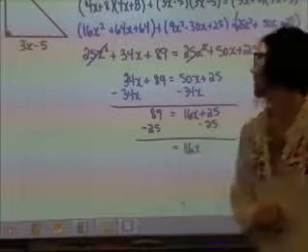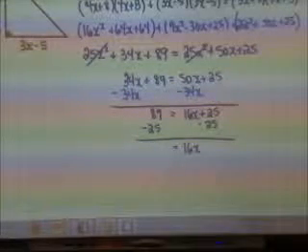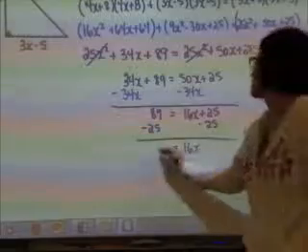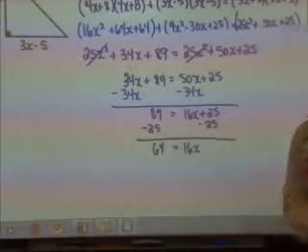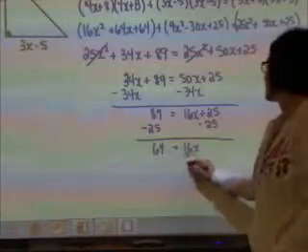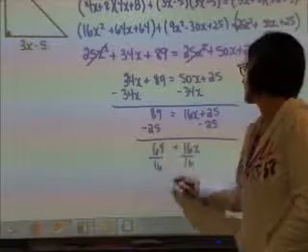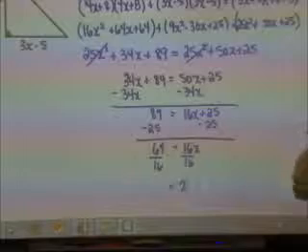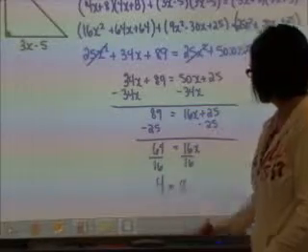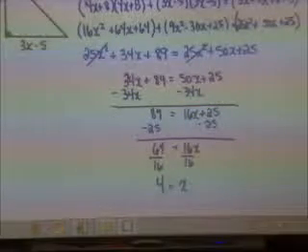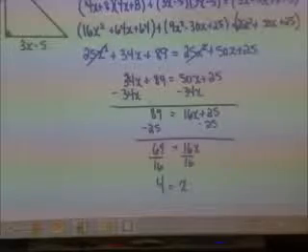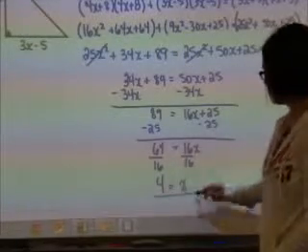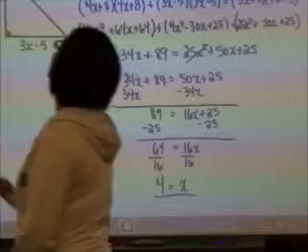And what is 89 minus 25? And final step. Divide by 16. And what does x equal? 4. Is that the answer to my question? Add the length of the 3 sides of the triangle.